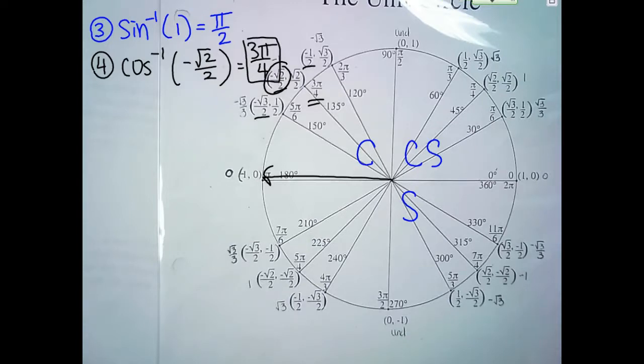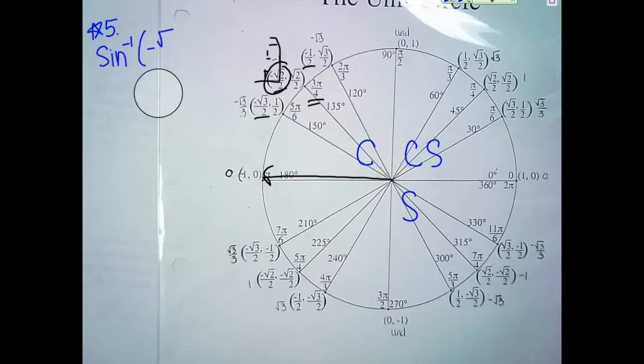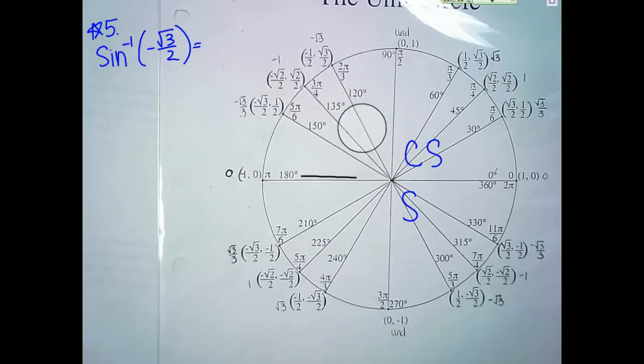Okay, 5. We're going to throw you for a loop then. Alright, here's 5. 5 gets a star. I want the inverse sine of negative root 3 over 2. Careful. This one's a star for a reason.